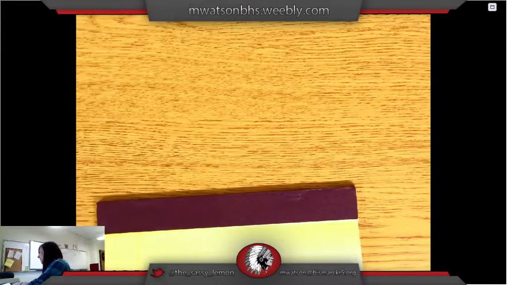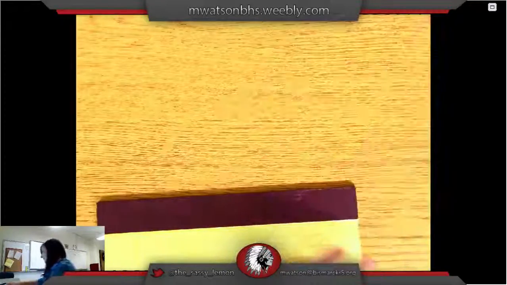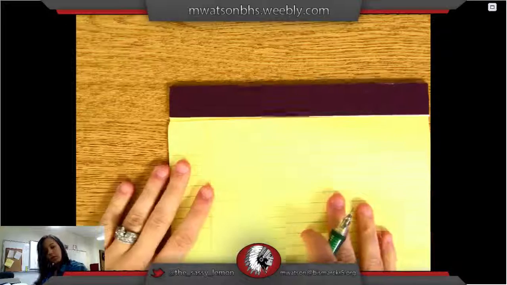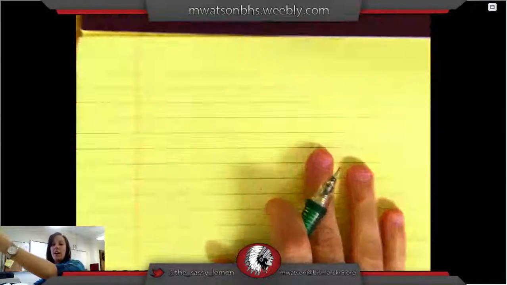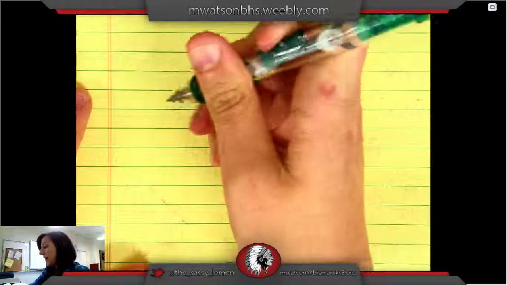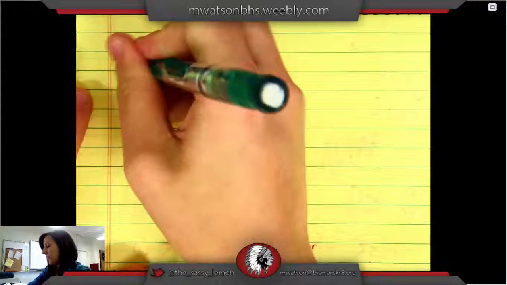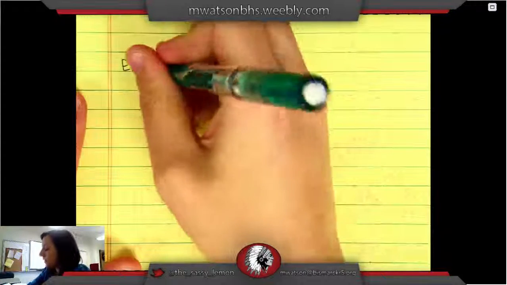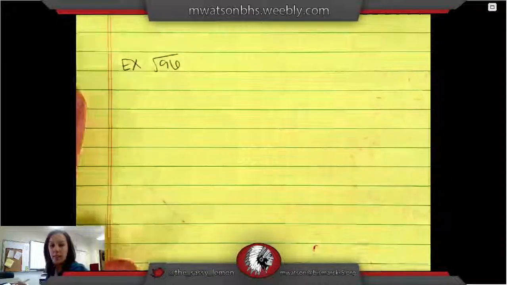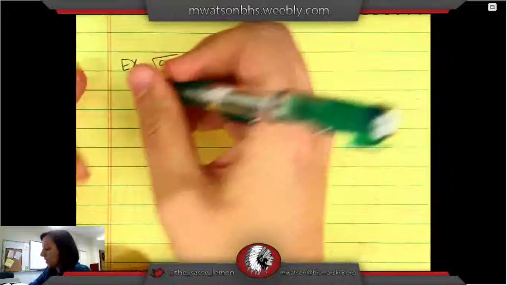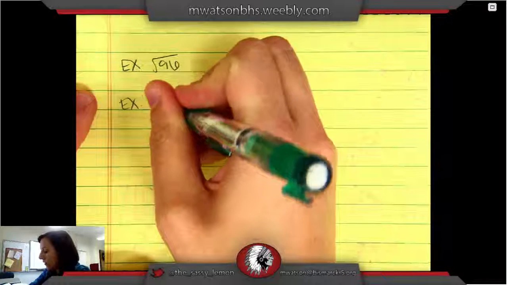Here are some that I want you to give a try. And I want you to do these in your group, and then we'll go over them tomorrow whenever I get back. The first one is the square root of 96. Notice that one doesn't have a negative. I also want you to try the square root of negative 45.